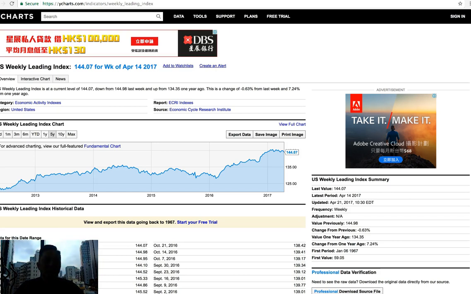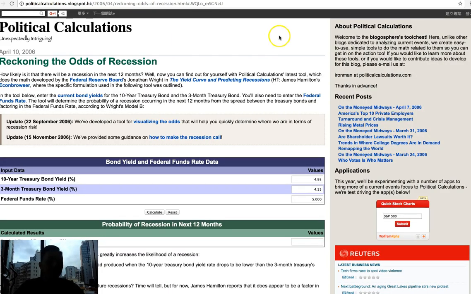So today this is the question about 3 steps of knowing the probability of the recession coming up. There's a website that can help you. This is the link: Political Calculations. Most of the websites or most of the tools aren't too useful, right? But this one, I understand what they're trying to do. I understand the logic. Basically, it's about the leading index.